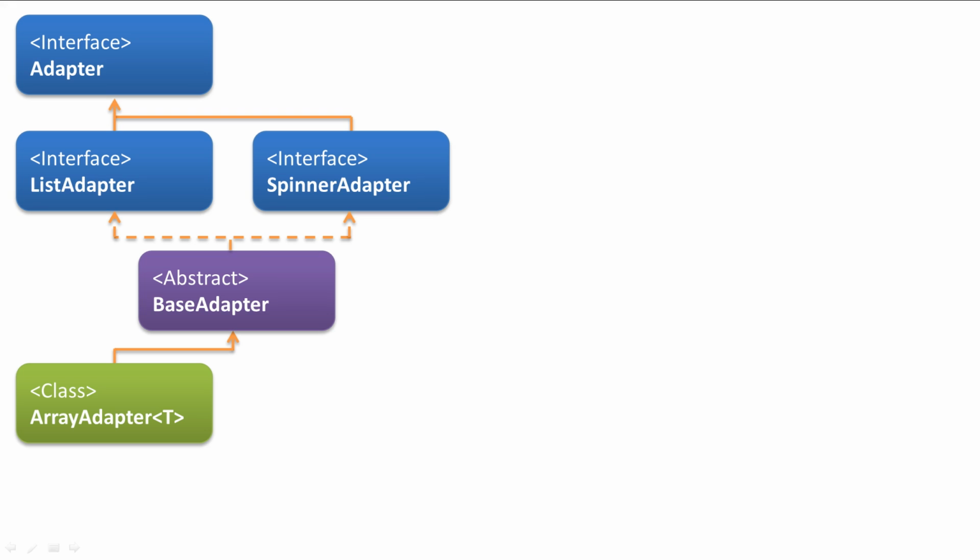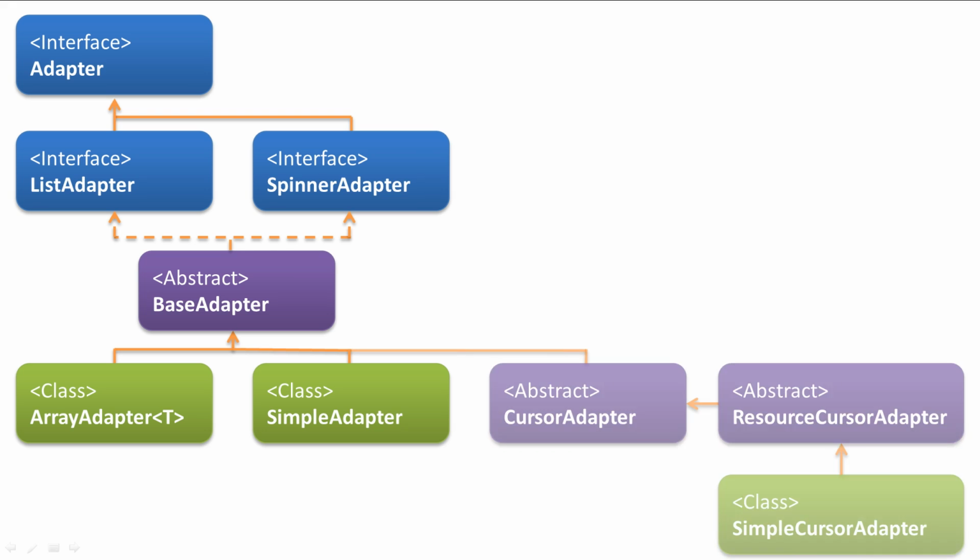The array adapter tries to make the base adapter even simpler. By default, the array adapter's dataset is always an array or array list of objects. Simple adapter's dataset is an array list of maps. The cursor adapter and its subclass, the simple cursor adapter, utilizes an Android cursor, often from a SQLite database or content provider, to provide the dataset for the adapter. They provide a way for adapter views to scroll through a possibly dynamic dataset.